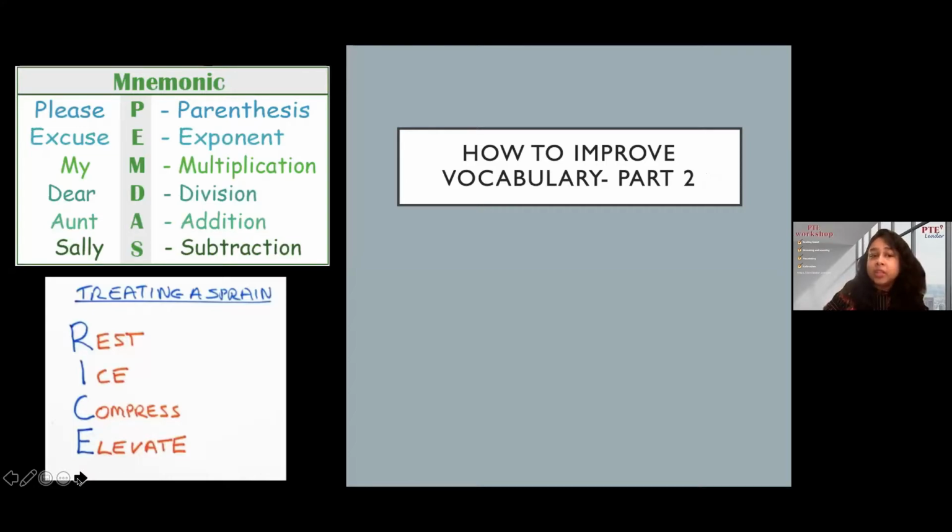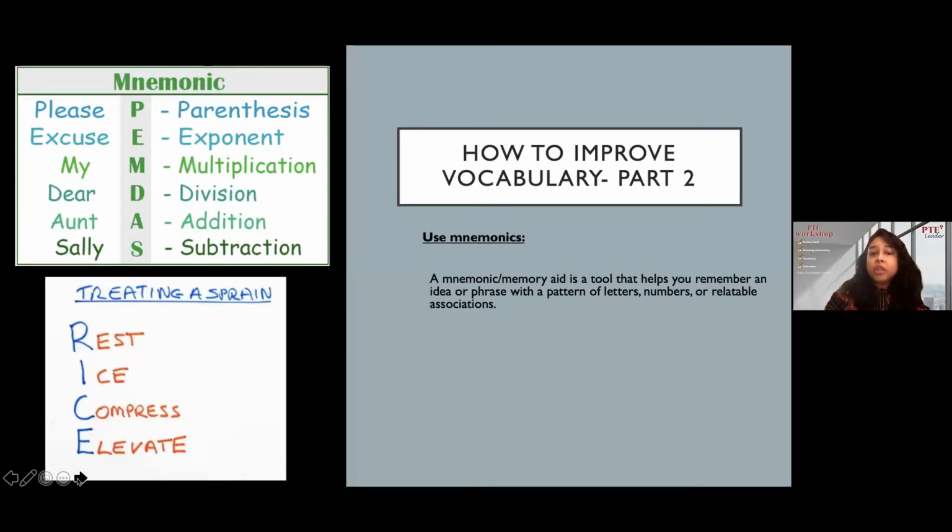Next strategy, this one is also really helpful. Mnemonics. So in case you don't know what a mnemonic is, it is one kind of memory aid or a strategy that really helps you to remember any idea or a phrase with a pattern of letters, numbers, or relatable associations.